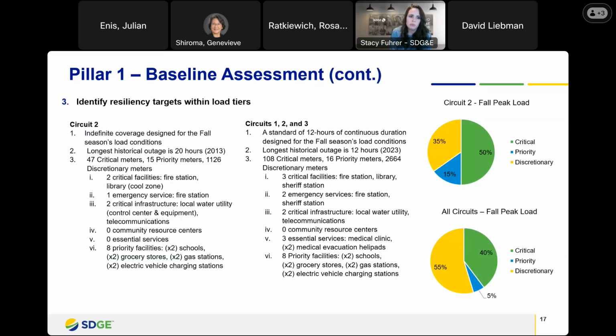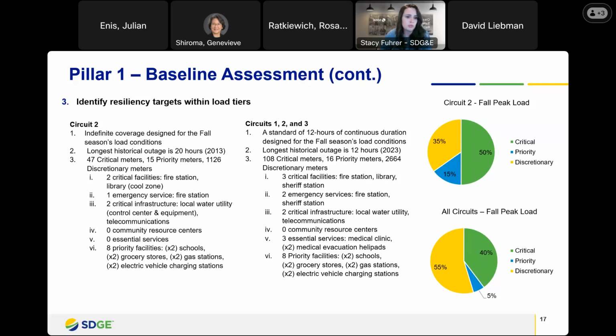As we continue on pillar 1, we have item number 3, which is to identify the resiliency targets within our load tiers. And as I said, there are basically 2 quote unquote microgrid boundaries. There's circuit 2. But if we were to serve the community through circuit 2 only, we could provide indefinite coverage in the fall season. The longest historical outage for circuit 2 was 20 hours in 2013.